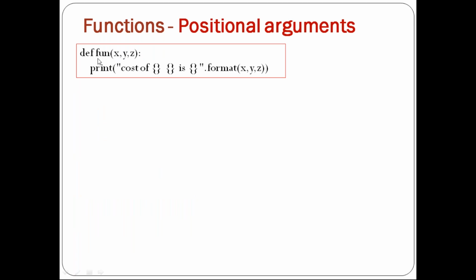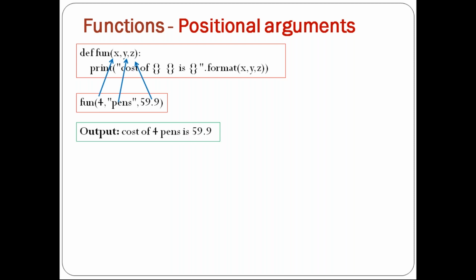See here, here we are having the function fun of x comma y comma z, and it is printing the formatted output by using the format method: cost of whatever values I supplied for x and y will be printed here. Let us say I'm calling this function by using 4 comma pence comma 59.9. So as a part of the positional arguments, the first argument will be copied into x, the second argument will be copied into y, and the third argument will be copied into z. Okay, so that I will be getting the message cost of 4 pence is 59.9.